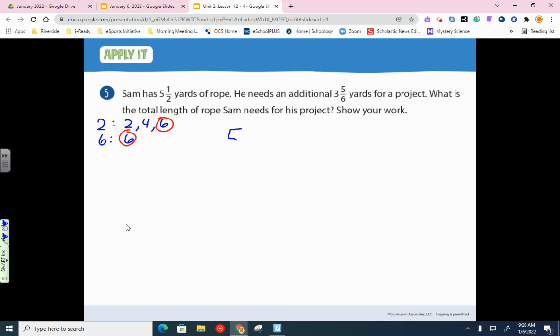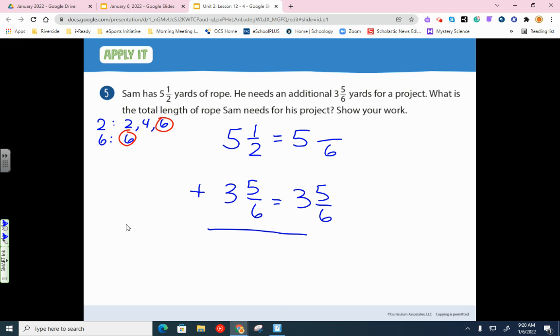So let's set it up with 5 1/2 plus 3 5/6. If we're sticking with 6, that means we'll leave this one completely alone. And this one, we will change this top part here. 2 times 3, 1 times 3 is 3. Add up your whole numbers. You have 8. 5 plus 3 is 8. 8 and 8/6.